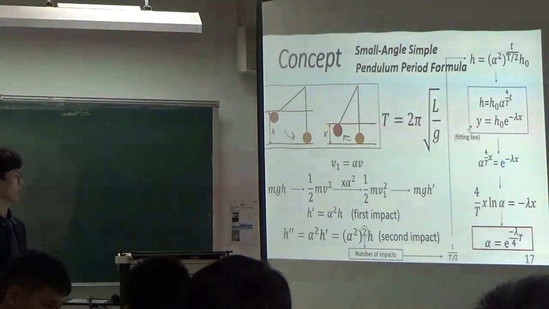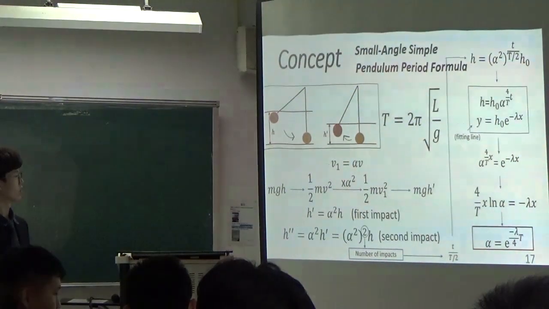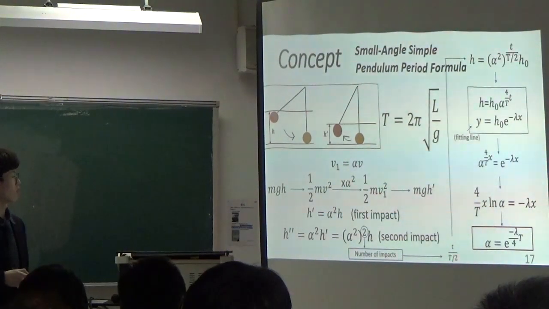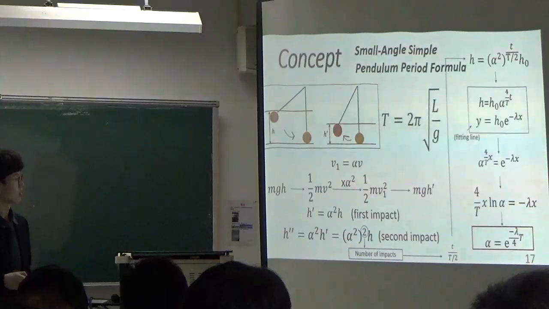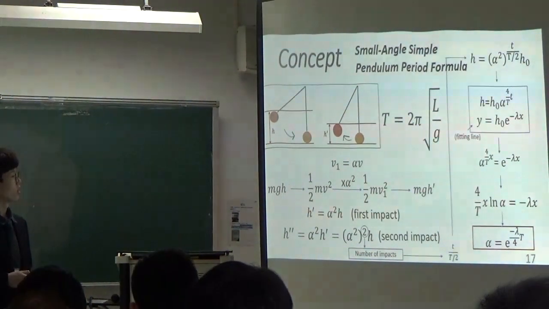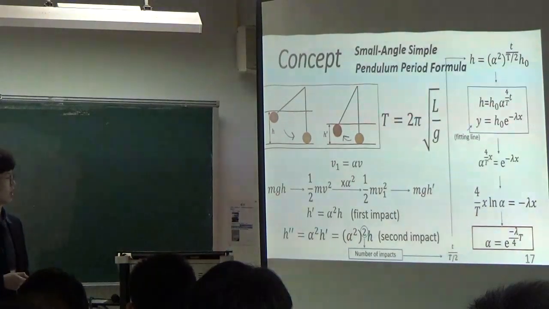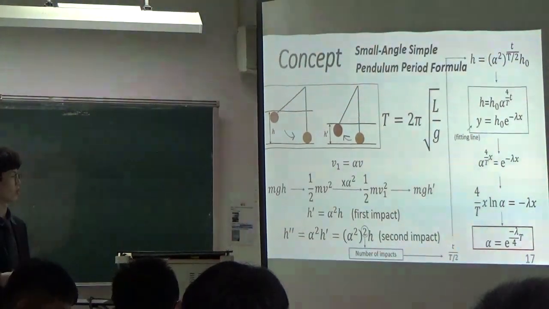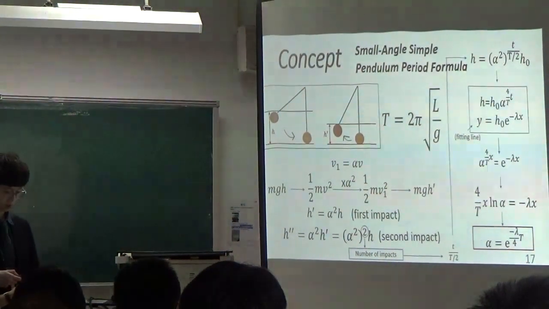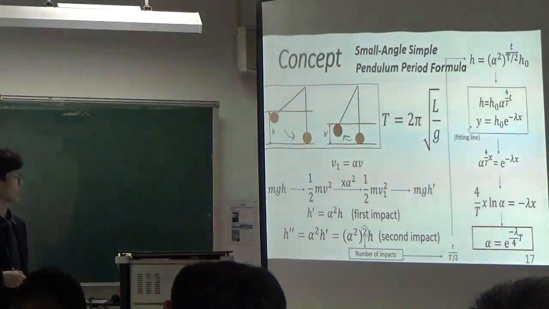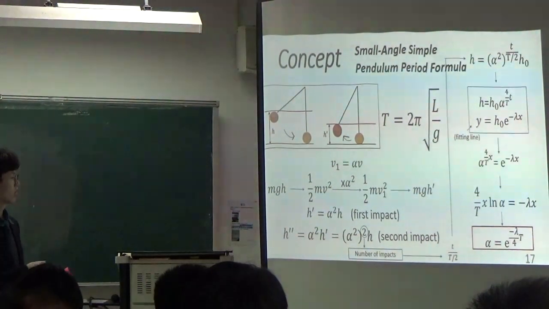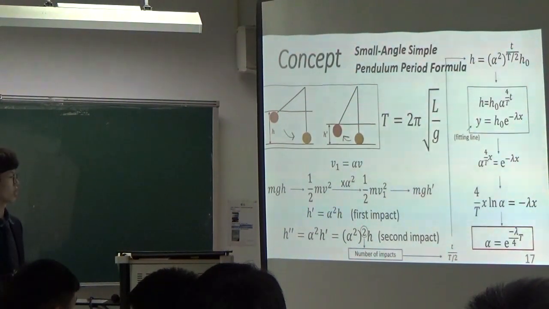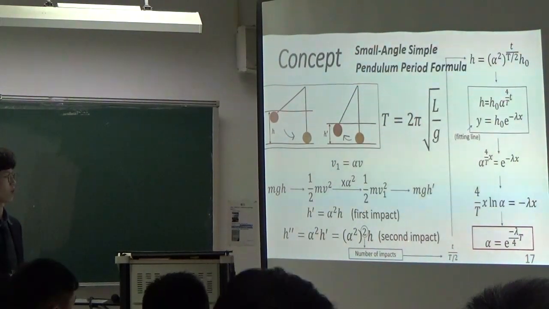And when the potential energy turns into the kinetic energy, there is a formula to show that. However, when you multiply by alpha squared, the formula will show like this. And H prime here equals alpha squared H. That means the first impact of the two balls. And H double prime means alpha squared H prime, which is alpha squared times alpha squared H, and this square means the number of impacts. So this is the second impact.